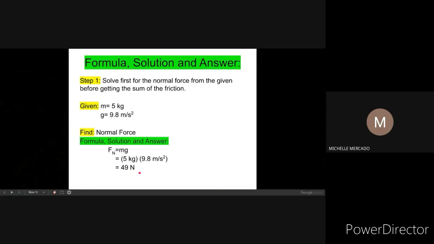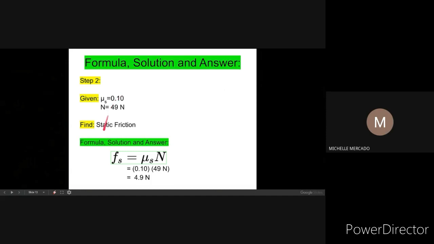So, since you get na the normal force, so you're going to get na ni the static friction as well as the kinetic friction. Step 2, so we're going to find the static friction. Okay, then yung nakuha po nating normal force which is 49 Newton, then the given coefficient of static which is 0.10. So, the static friction. What will be the formula, solution, and answer that we're going to use? So, static friction is equal to coefficient of static multiplied by the given normal force. So, again, transpose the given.